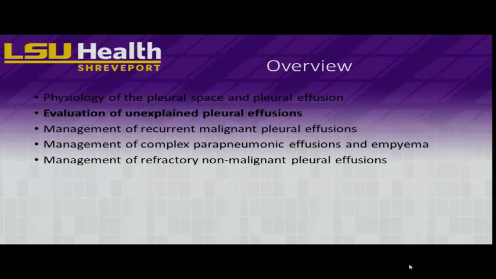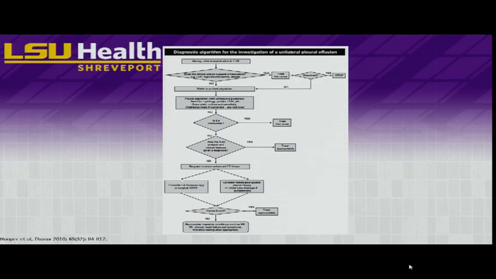So moving on to unexplained pleural effusions. Whenever you diagnose a pleural effusion, there's a general algorithm that you can go through to determine where the pleural fluid is coming from. And this algorithm is based on the 2010 British Thoracic Society guidelines, which are the most recent guidelines for workup of unexplained pleural effusions.